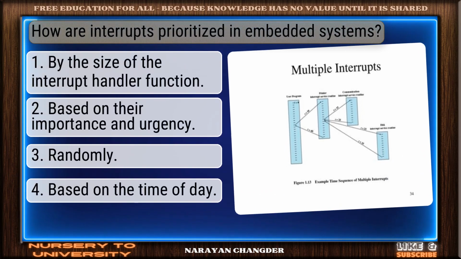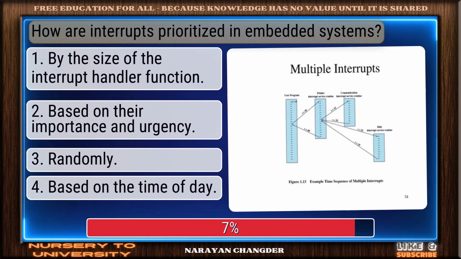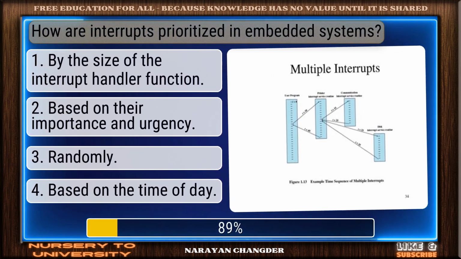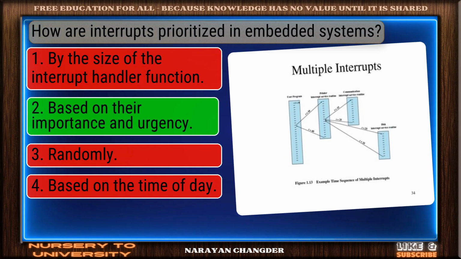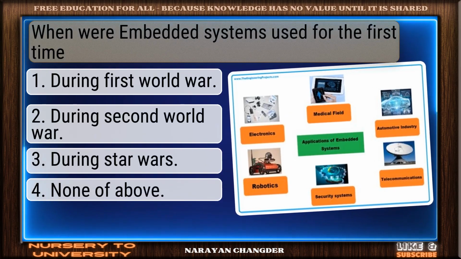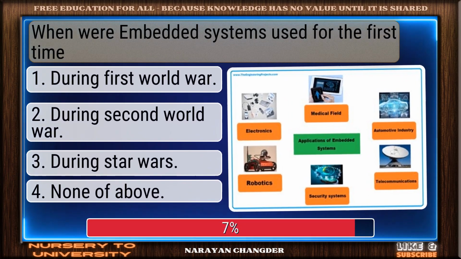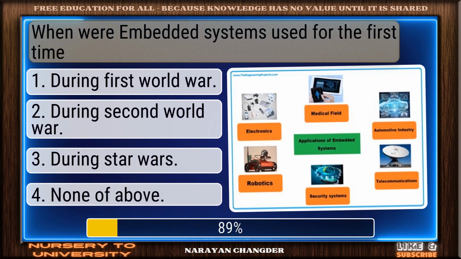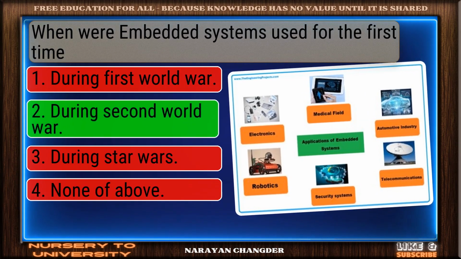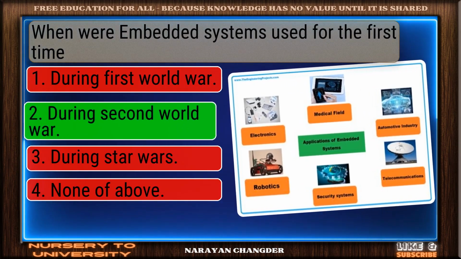Question number 28. How are interrupts prioritized in embedded systems? Great thinking. Based on their importance and urgency is the right choice. Question number 29. When were embedded systems used for the first time? You're right. During the Second World War is the correct answer.